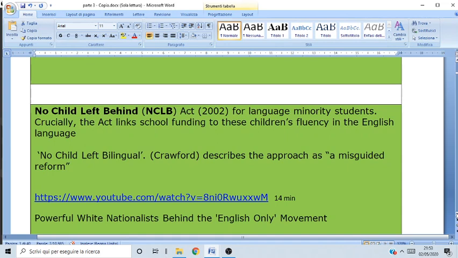As a matter of fact, the scholar Crawford nicknamed this act the No Child Left Bilingual Act. Because, according to Crawford, this is actually wanting to get rid of the language and cultural heritage of immigrants, and trying to favor a new English-only movement, even if they're not calling it English-only movement.